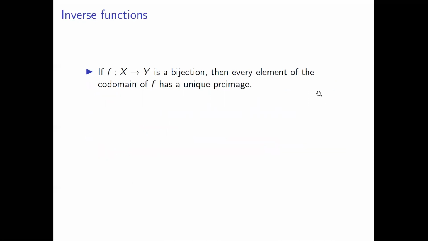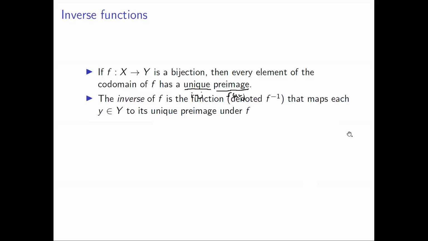Now on to the next topic. So we talked about bijections, and when you have a function which is a bijection, you can define another special function, and it is called the inverse function. So if f from x to y is a bijection, we have the fact that every element of the codomain has a preimage by surjectivity, and it must have a unique preimage by injectivity. So these two words followed by injectivity and surjectivity respectively. And that allows us to define this inverse.